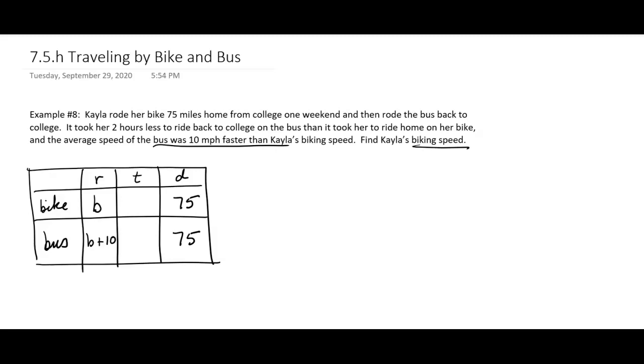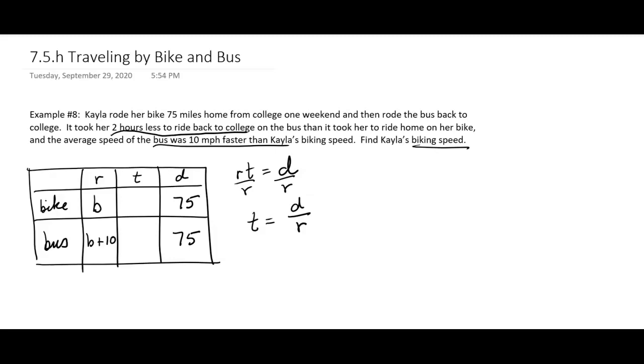And then here's what we do that makes it a little bit different. We know that rate times time equals distance. And so what we're going to do is divide both sides by r and say that time is equal to distance divided by rate. Okay? Now in this case, they talk about it taking her 2 hours less to ride back to college on the bus than it took her to ride home. That's where our equation is going to come from.